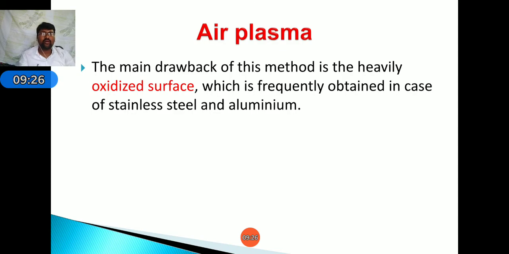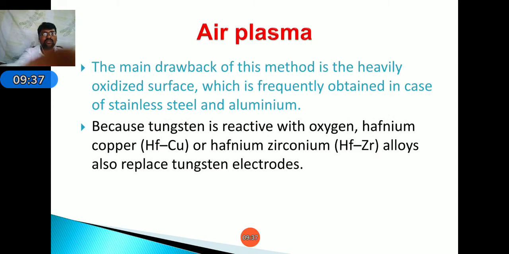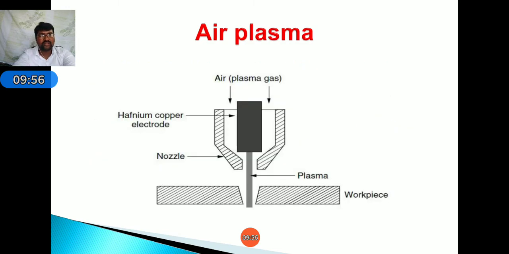Next, the main drawback of this method is a heavily oxidized surface, which is frequently obtained in the case of stainless steel and aluminum. Next, because tungsten is reactive with oxygen, hafnium copper or hafnium zirconium alloys replace the tungsten electrodes because tungsten will react with the gases. Here the tungsten electrode is replaced by a hafnium copper electrode, and air plasma is used.